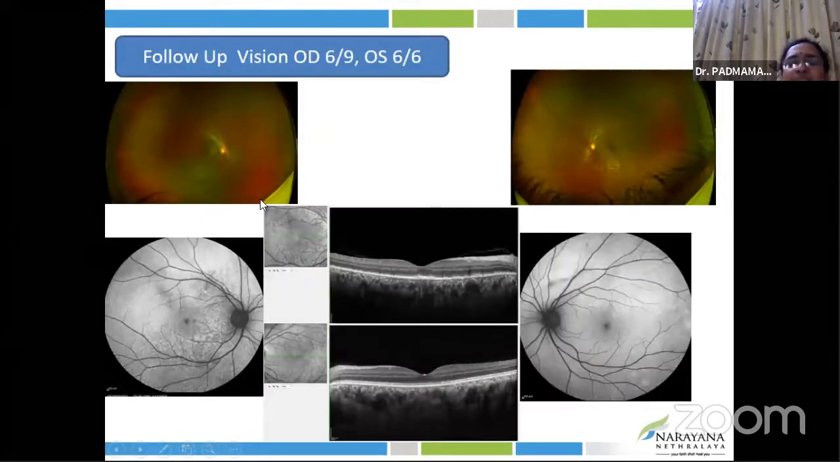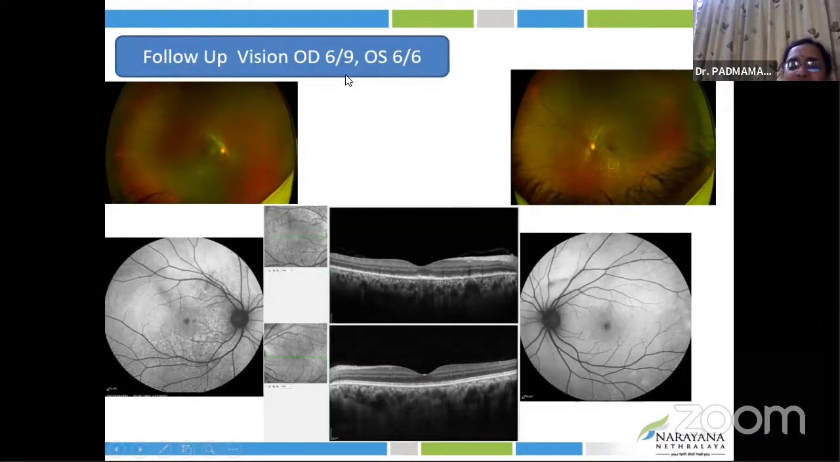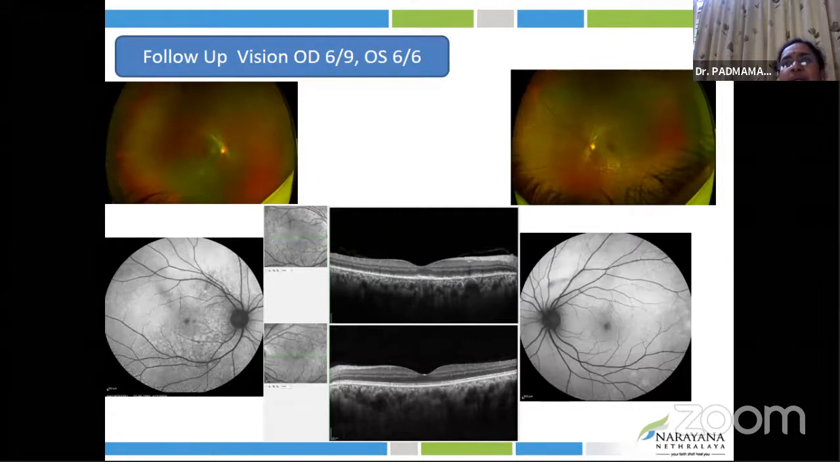Following this, we could see the complete resolution of the inflammation with the visual acuities improving to 6/9, and the restoration of outer retinal layers is happening in both eyes. So this is one of the things where early diagnosis and appropriate treatment in infective uveitis can result in better outcome.